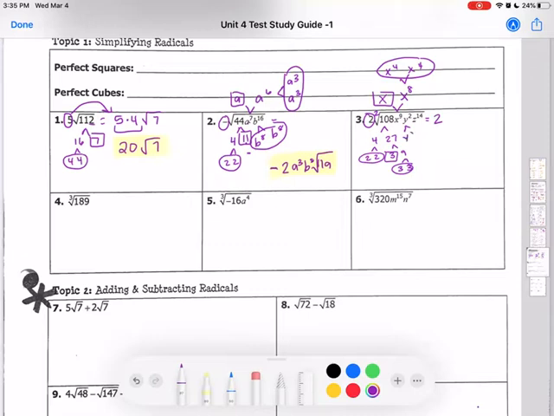For y squared, I just have y times y. I have a pair of y's. And z to the 14th, 14 divided by 2 gives me z to the 7th and z to the 7th. So I have a pair of those.